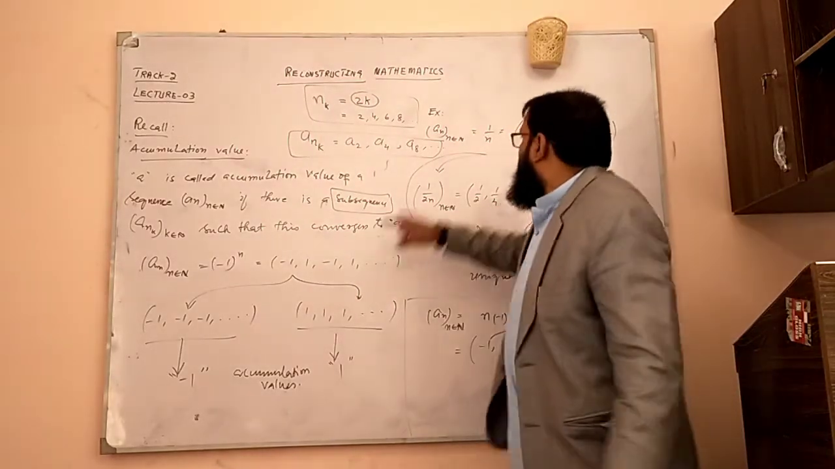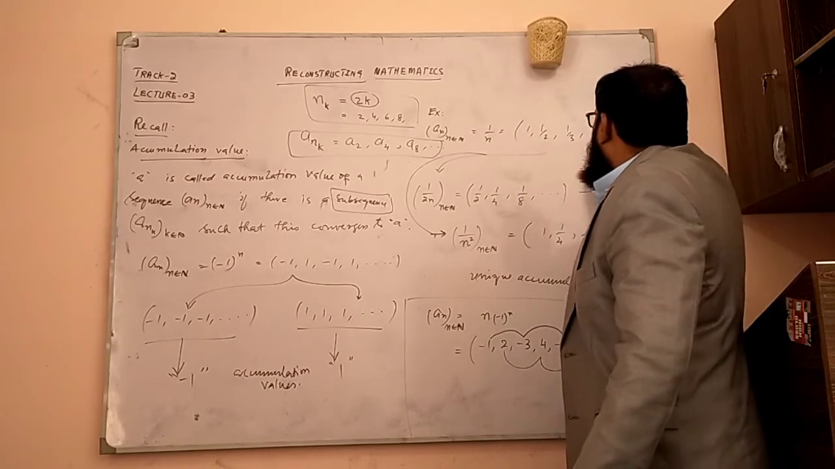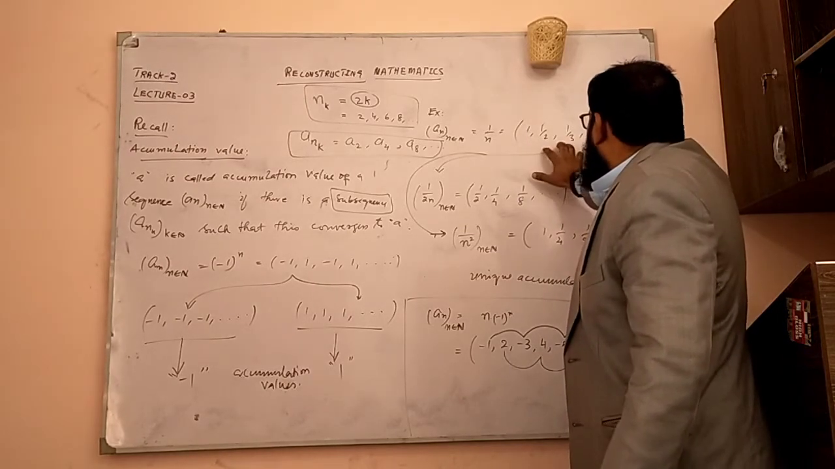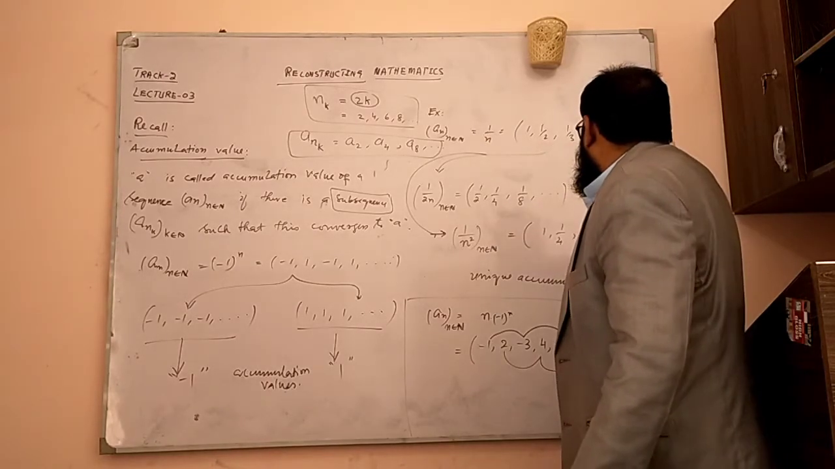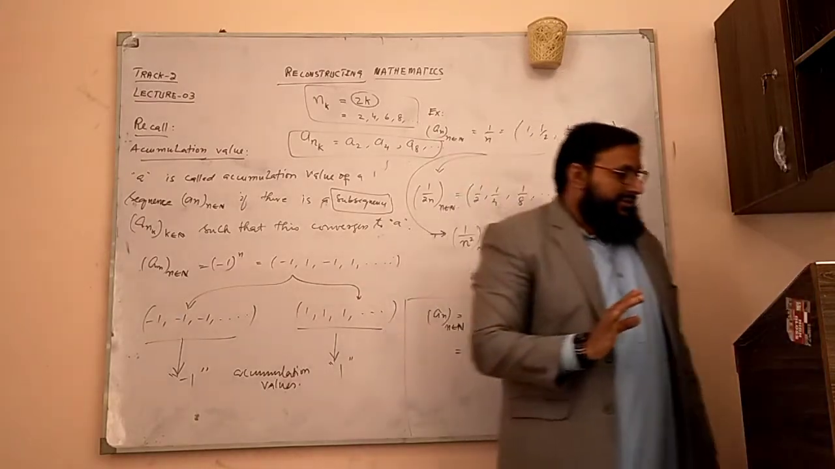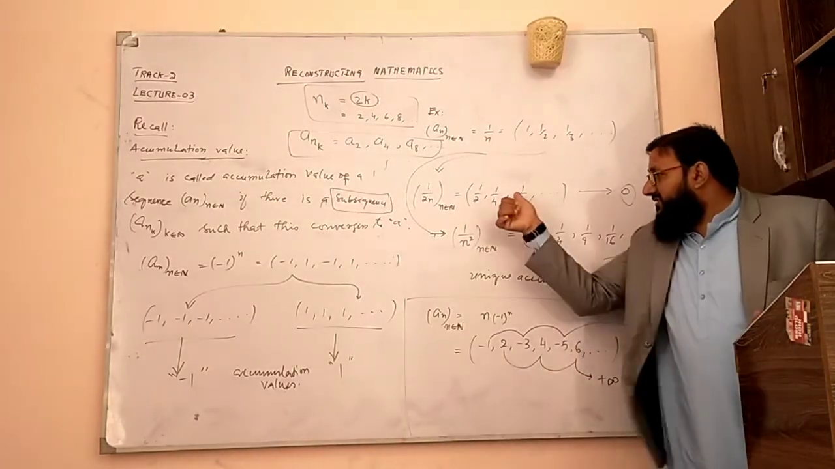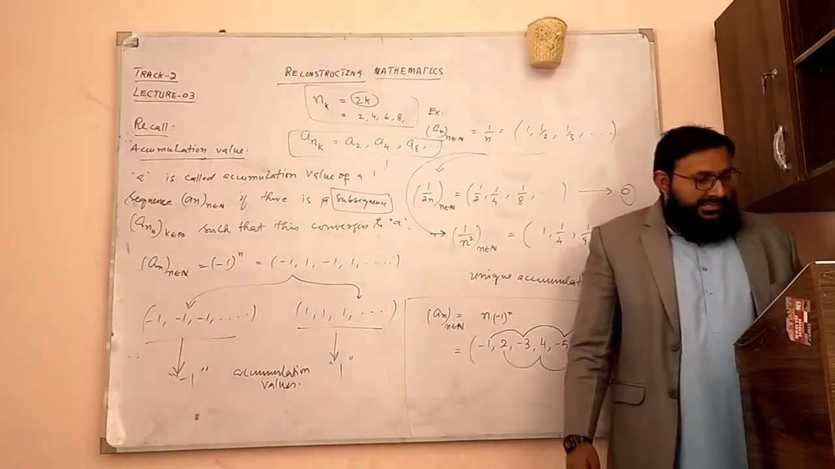For example, you have this sequence. Now you know very well this converges to 0. But whatever subsequence of the sequence you choose, like this one, it will converge to 0. Like this one, it will converge to 0, and so on. So we say that the accumulation value for this sequence is unique, that is 0, hence this sequence is convergent.